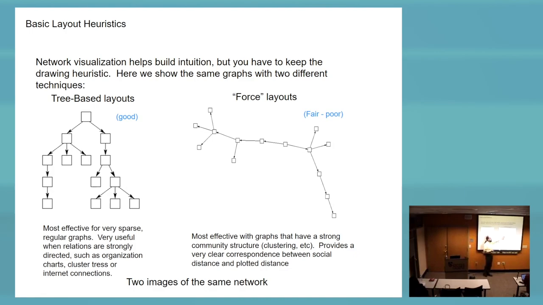The space-based layouts, the way they work is that they try to focus on proximity. And they're working on this notion that social space could be represented as a two-dimensional physical space.